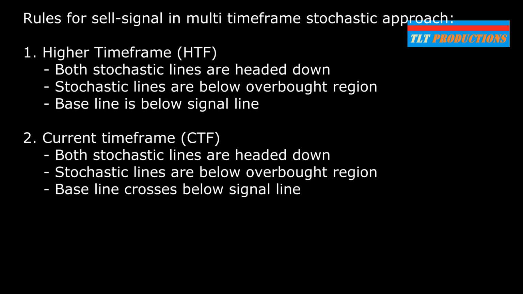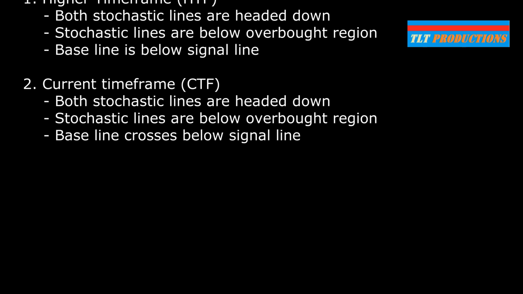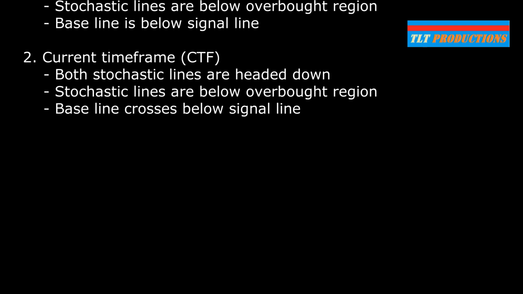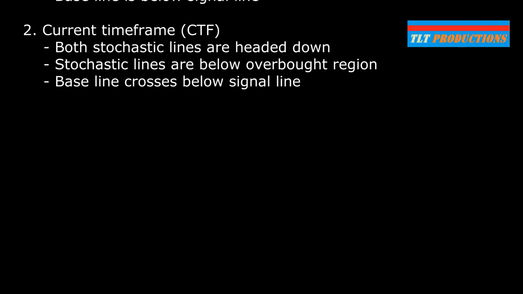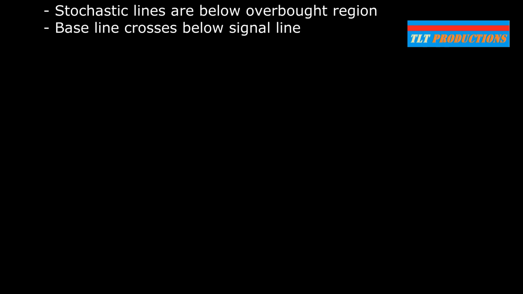And then, we go to the current time frame or CTF. Both stochastic lines are headed down, stochastic lines are below the overbought region, baseline crosses below the signal line. If all the conditions in HTF and CTF are met, then the sell signal is valid.